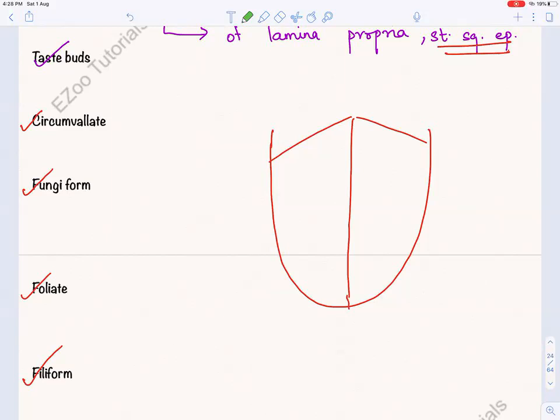So where is it present? It is present at the back, and they are large, but they are few. Okay, they are present like this. So the first thing you have to remember, they are large, right? And they are few in number. How many? 8 to 12 in number. So these are circumvallate, or in some books it's just given as vallate.